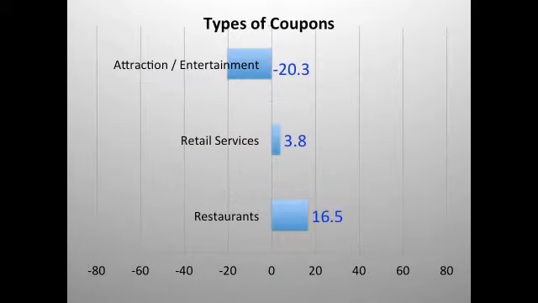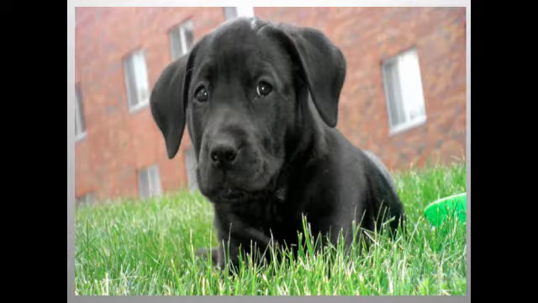Okay, now we're going to go on to types of coupons. The lowest below average is attraction and entertainment with negative 20.3. And then restaurants has the highest above average with 16.5. And retail service is barely slightly above average, but restaurants is definitely more significant.